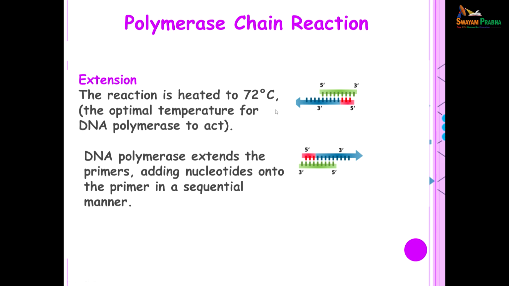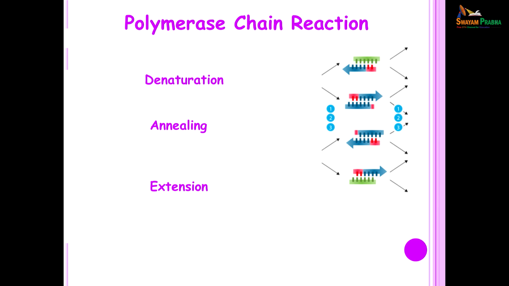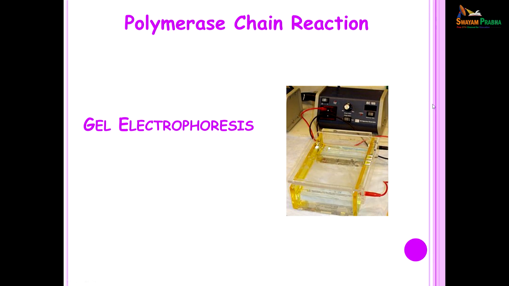Now, this reaction takes place at 72 degrees Celsius, and it is at this temperature that the DNA polymerase can act. It extends the primers, adding nucleotides onto the primer in a sequential manner. So, what you have ended up getting is from one DNA strand, you have got 2 DNA strands. So, this process of denaturation, annealing and extension continues. From 2 you will get 4 strands and this process continues.